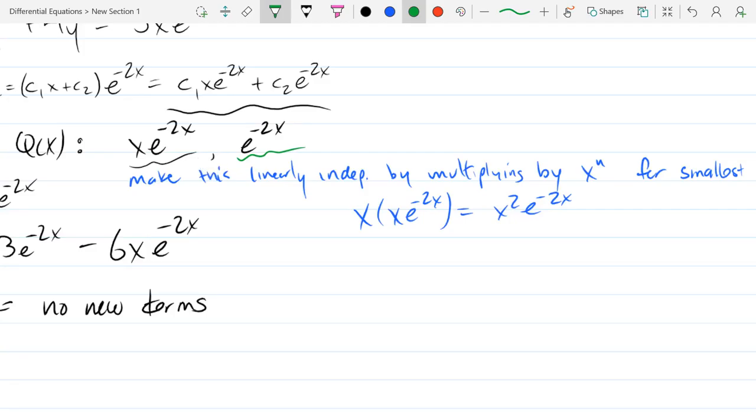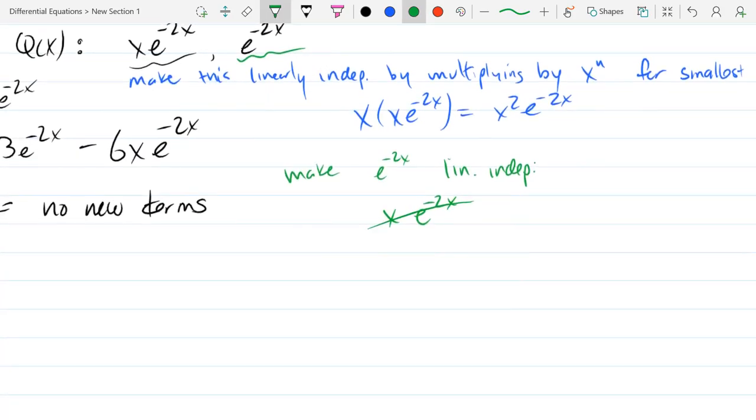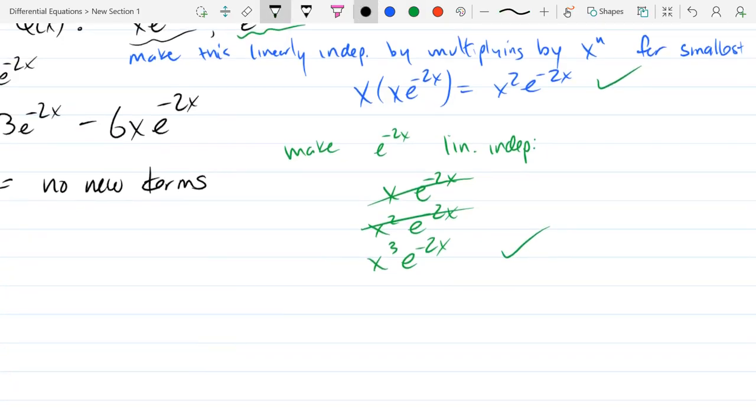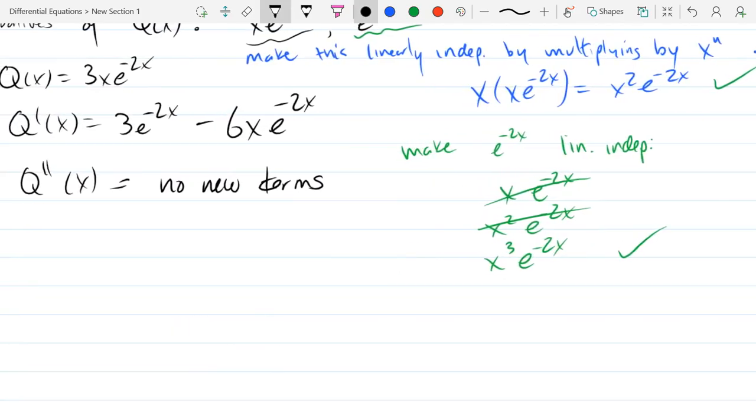And we're going to do the same thing for the second term. So we're going to do that one next. I'll do that one in green, actually. So if we just go times x, that's not going to be independent. We already saw that term. We'll go x squared. That, unfortunately, is the one we just created above. So that's not going to be independent either. So that one's out. And x cubed. Finally, there's no x cubed e^(-2x) term. So this is our independent term. So independent, independent.